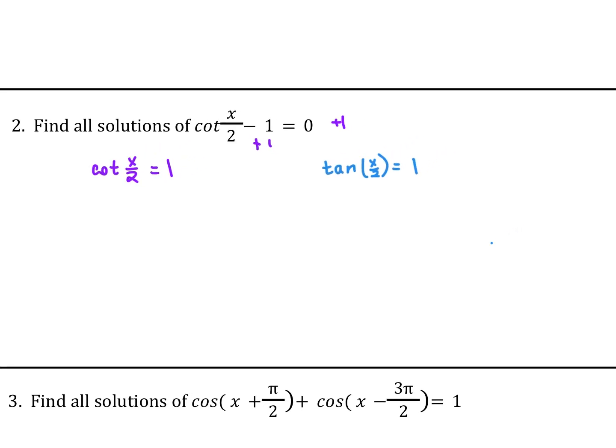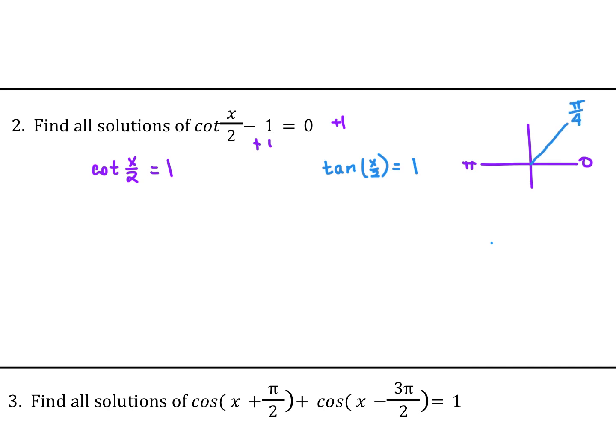Then remember that the period of cotangent and tangent is only pi, so 0 to pi. It's not 2 pi. So we only have one answer where this is true, where tangent of x over 2 is 1, and that is here at our pi over 4.